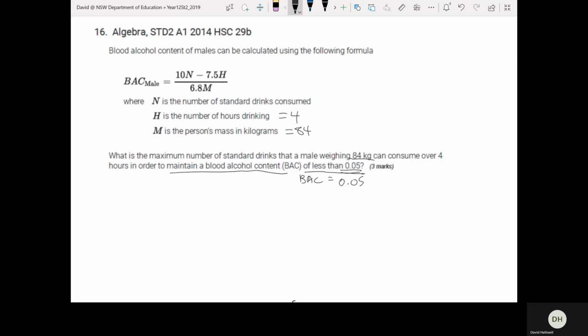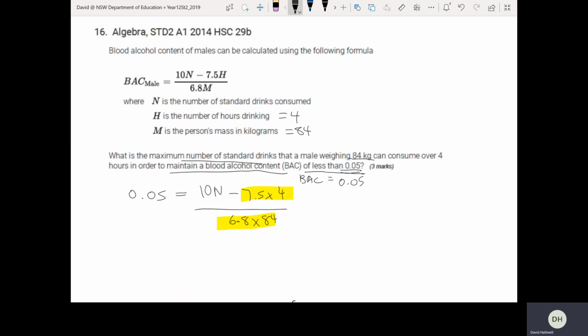Okay. So substitute in. So the blood alcohol 0.05 equals 10. Now we don't know the number of standard drinks. That's what we want to find. We want to find the maximum number of standard drinks. So we want to find N. So minus 7.5 times the H, which is 4, over 6.8 times the M, which is 84. What I like to do now is just quickly get my calculator and work out these 2 bits. That's what I like to do.